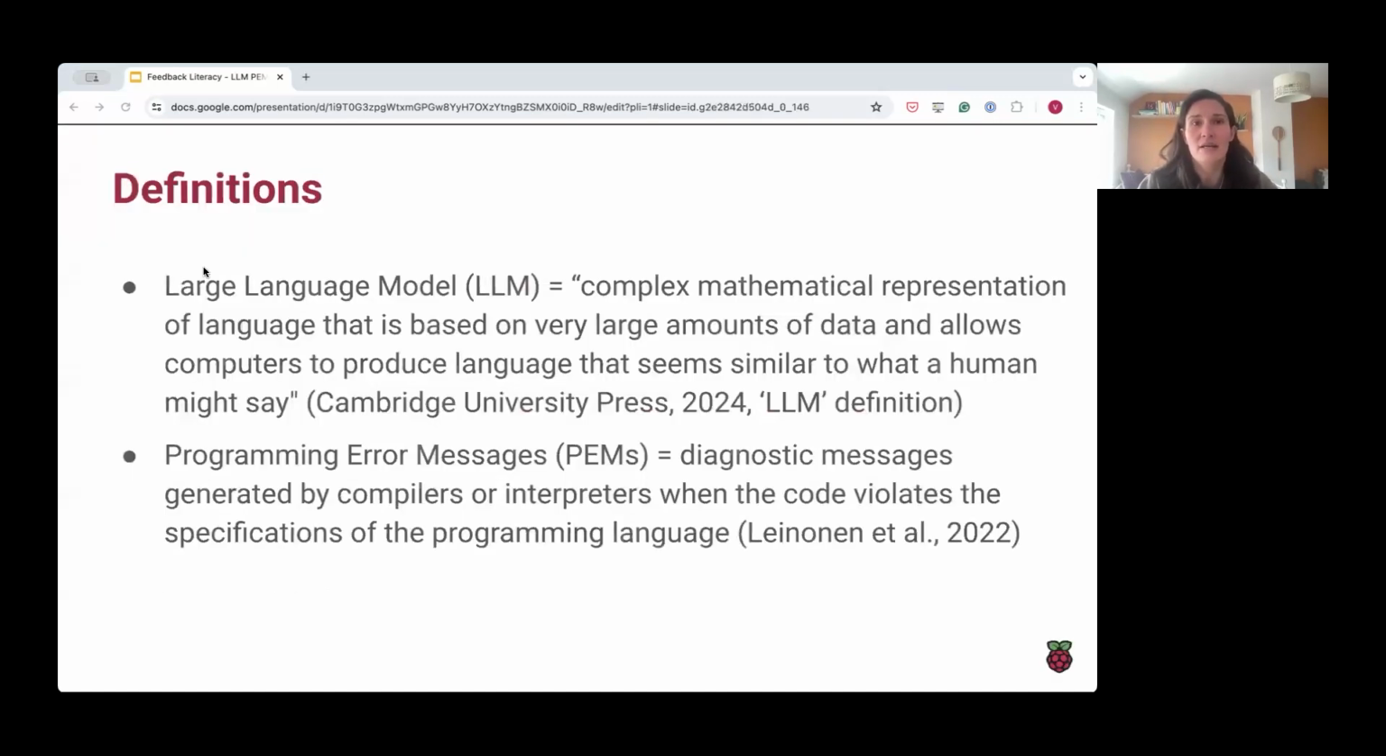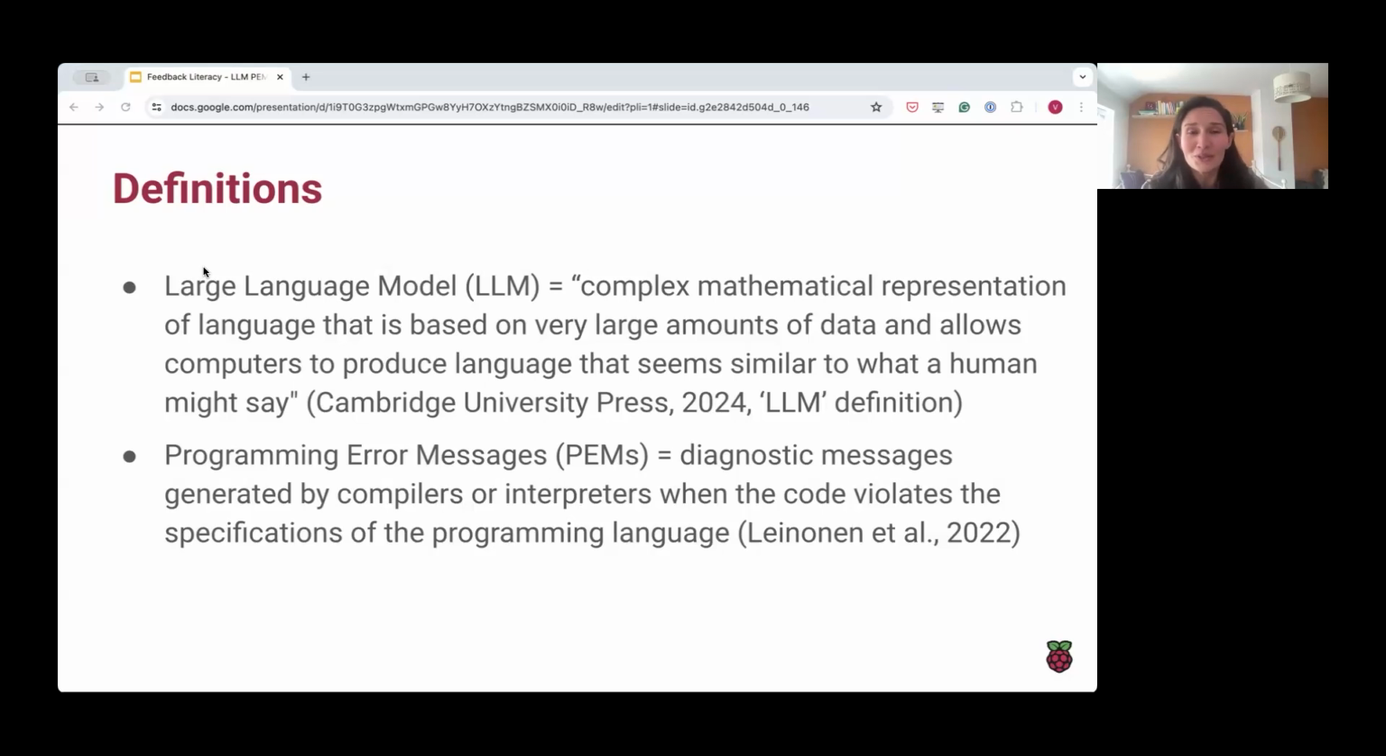But what do we mean when we use the terms large language models and programming error messages? In the context of this study, we used Cambridge University Press's definition of a large language model as a complex mathematical representation of language that is based on very large amounts of data and allows computers to produce language that seems similar to what a human might say. And by programming error messages, we mean those diagnostic messages generated by the compilers or interpreters when the code violates the specifications of the programming language.